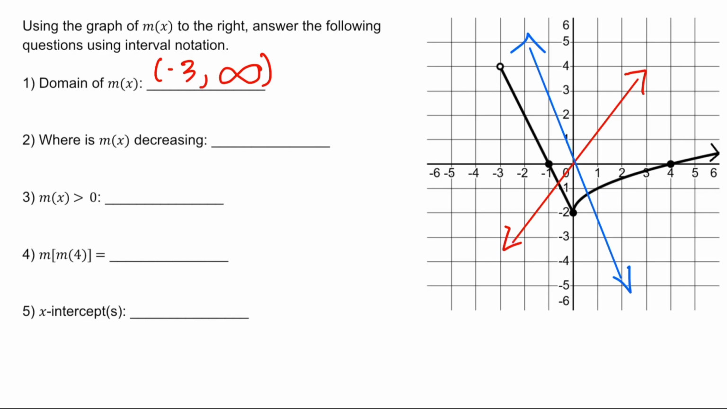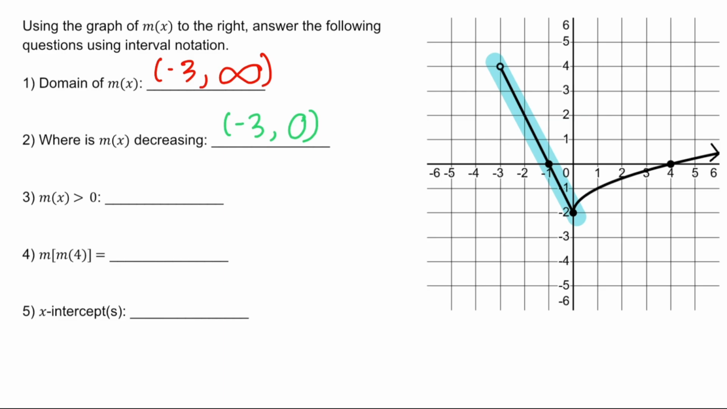So if I'm asking you, well, where's the function decreasing? We want to look to where, from left to right, we need to be going down with a negative slope. And where that's occurring on our function is going to be, well, we see here at -3, we're going to be having a negative slope. So we're going to be decreasing from -3 all the way to the x value of 0. So where are we decreasing? Well, that's going to be from -3 to 0.